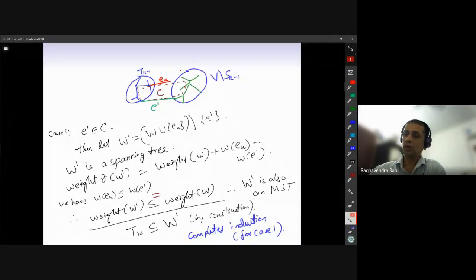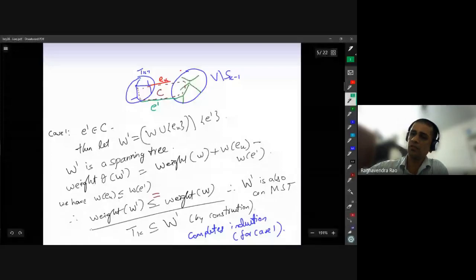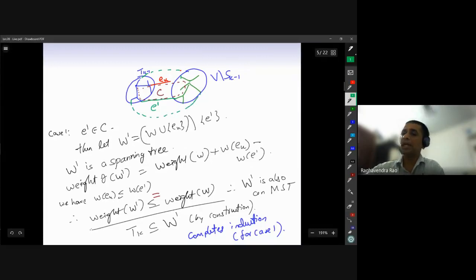No, we'll form a cycle. There is no doubt about it. We'll form a cycle, but there will be more edges, no? Right now, the way I have drawn, E prime is the only edge between SK minus 1 and the rest, V minus SK minus 1. If this portion is not connected, but overall W is connected, it's a spanning tree, how is it possible? The only way is to have more edges. So E prime is not the only one. There are many candidate E primes.